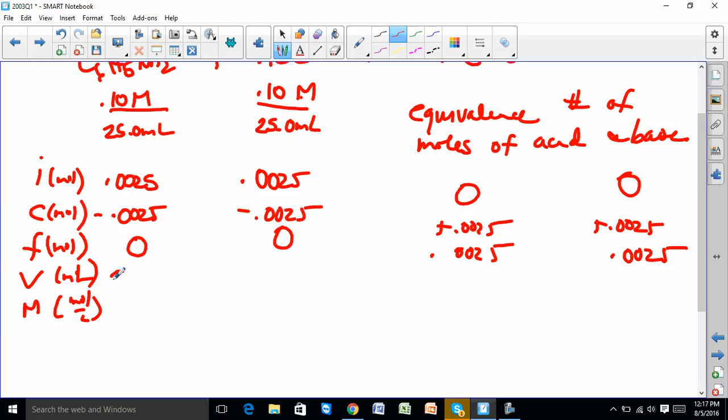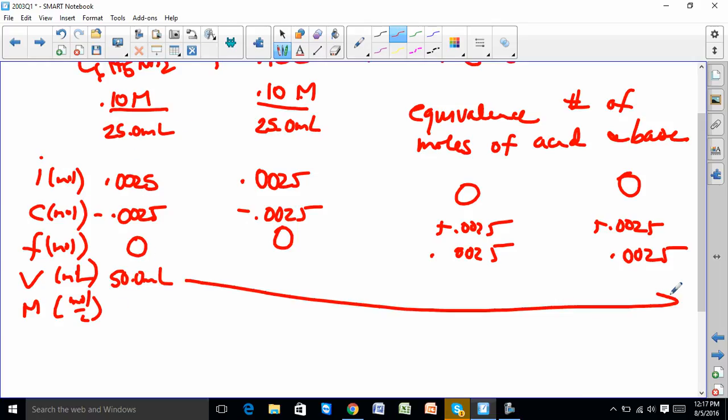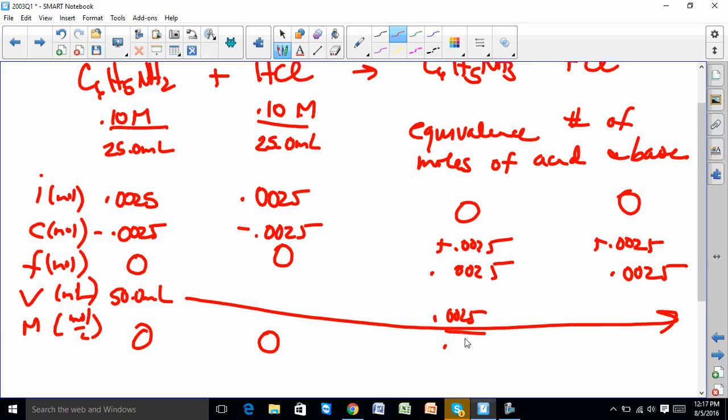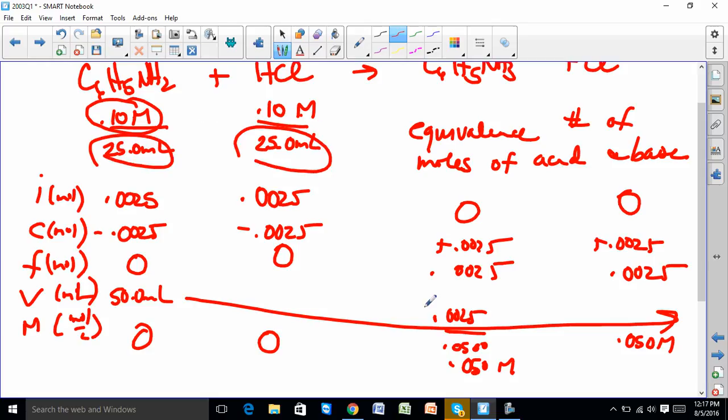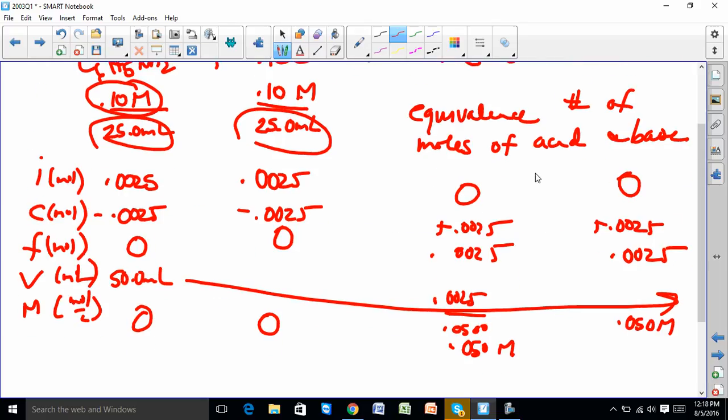This is 25 plus 25, this is 50 milliliters all the way across. And then this is 0, this is 0, and then this is going to be 0.0025 divided by 0.0500. And so what we end up with is that this is 0.050 molar. Which makes sense, people. This is probably overkill. If you have 0.1 molar and you double the volume, it goes from 25 to 50. Each of those concentrations are going to cut in half.